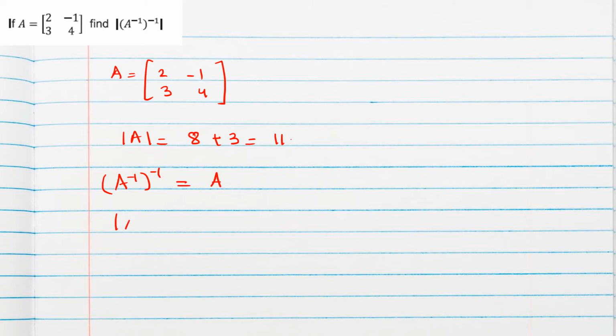Here A is 2, 3, minus 1, 4. So determinant A is 8 plus 3, that is 11. Okay. Now A inverse of inverse, by using the inverse property of inverse matrix, it is equal to A. So determinant of A inverse will be determinant of A, which is 11.